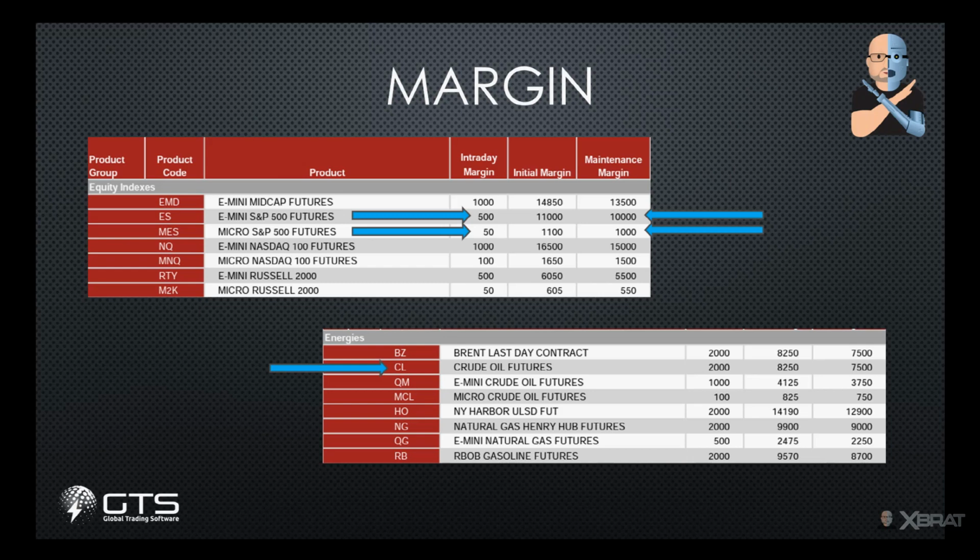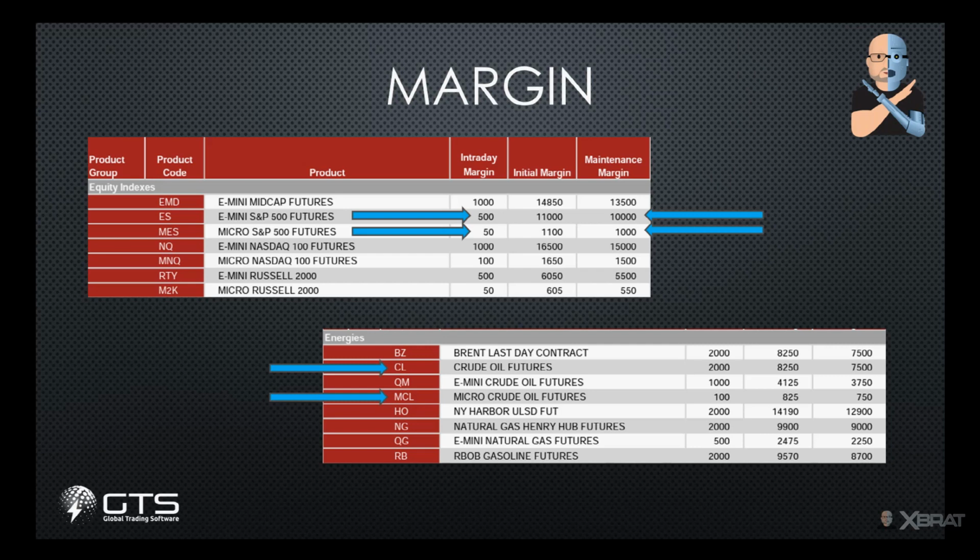8,250 is the initial margin. And then when you compare that to the micro oil futures, it's actually only $100 for that intraday margin, and then $825 to carry that over. So that initial margin, $750 for the maintenance.